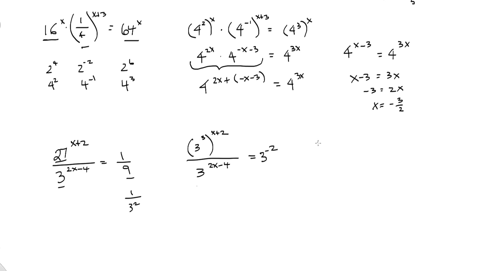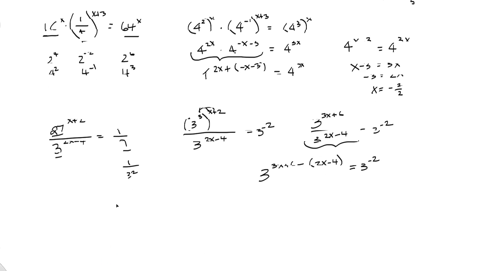Okay? Do our power to a power in the numerator here. That's 3x plus 6, right? Because we're going to distribute. Don't forget to distribute. Over 3 to the 2x minus 4 equals 3 to the negative 2. Quotient rule. Talked about this on the last video as well. What do we do? We subtract 3 to the 3x plus 6 minus, and make sure you're subtracting the whole thing, not just the first term.